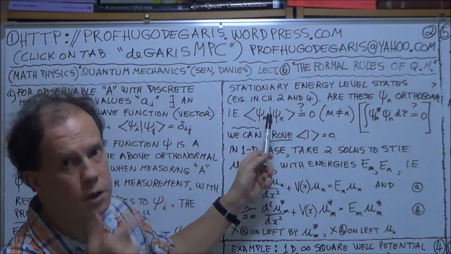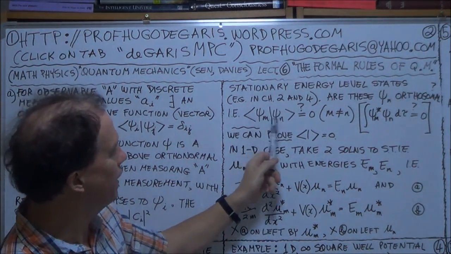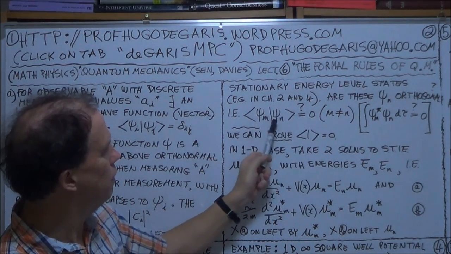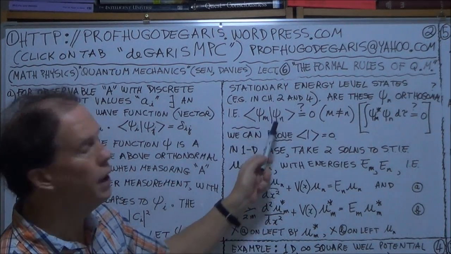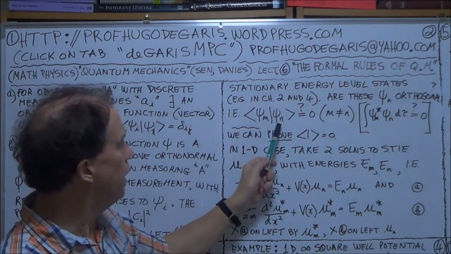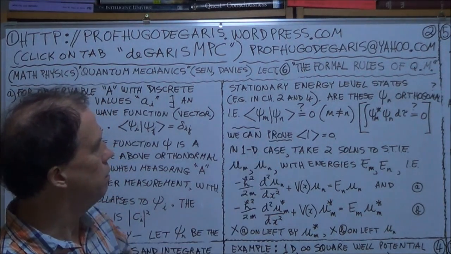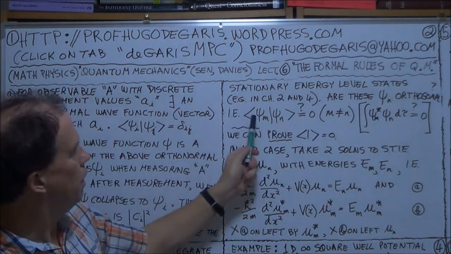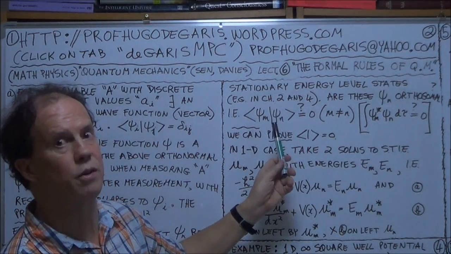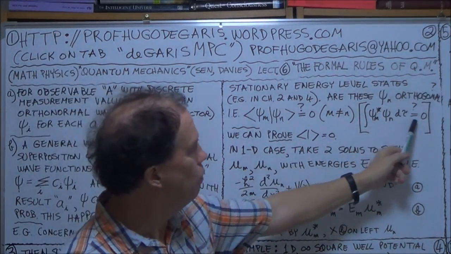Or expressed in other terms, is the bracket equal to 0 if these two states are different? If they correspond to two energy levels that are different, EM and EN, corresponding to these two wave functions. Remember, the bracket is just a shorthand notation for the overlap integral.